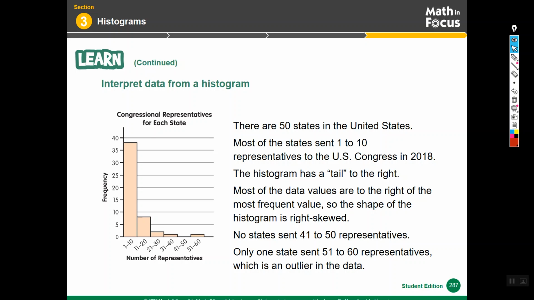If I had to make a guess, the three states that come to my mind would be California, Texas, or New York, with the highest populations, and that's what representatives are based on.